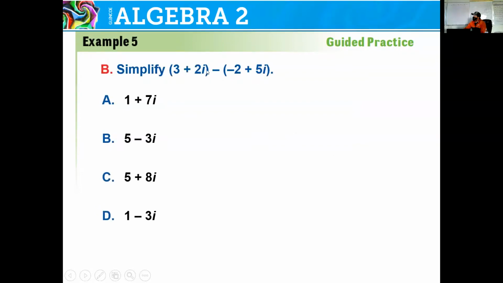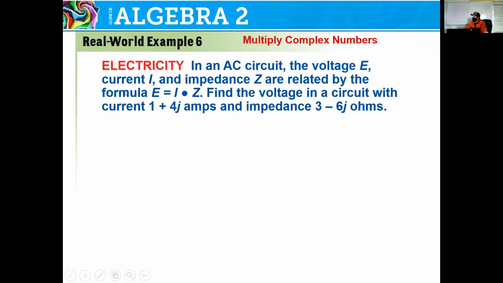Okay, 3 minus a -2. So since we're minusing a negative, it's really addition. So 3 plus 2 is 5. 2i minus 5i gives you a -3i. Okay, you can see it's pretty simple.